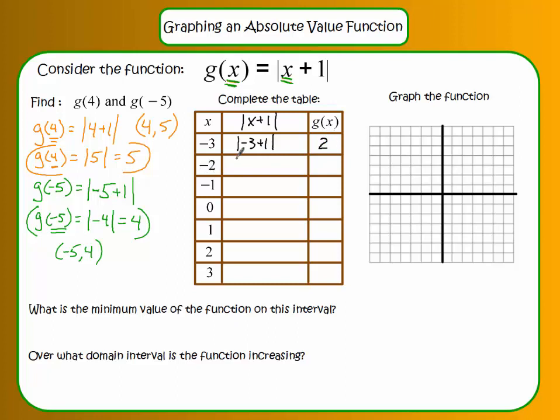Let's try negative 2. So the absolute value of negative 2 plus 1, again, I just stuck negative 2 in for x. So negative 2 plus 1 is negative 1. The absolute value of negative 1 is 1.